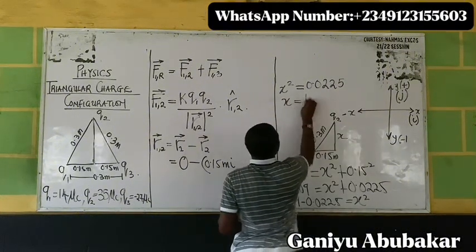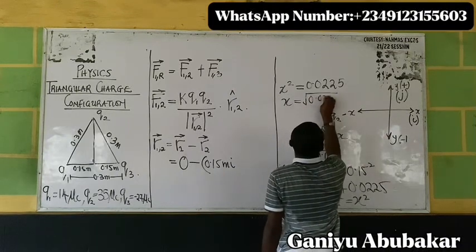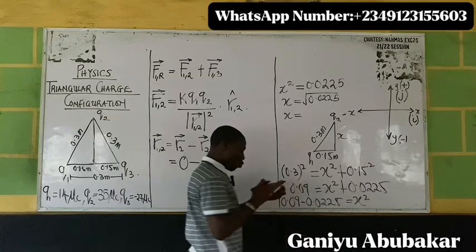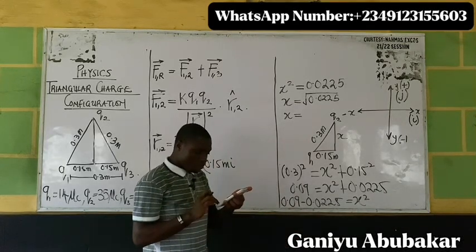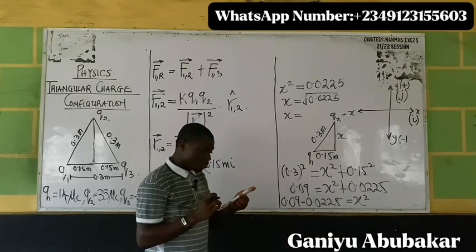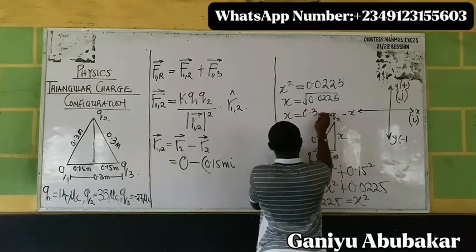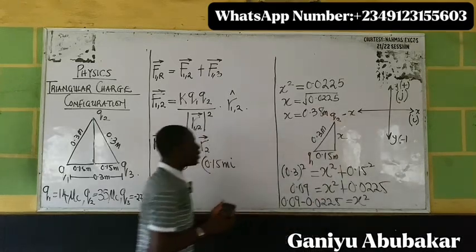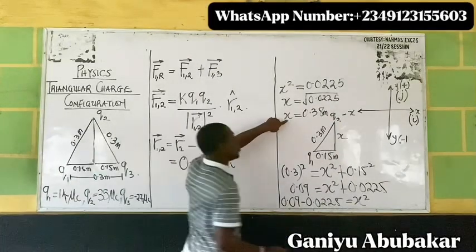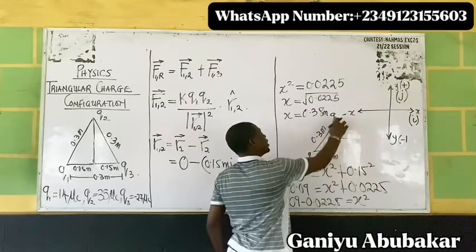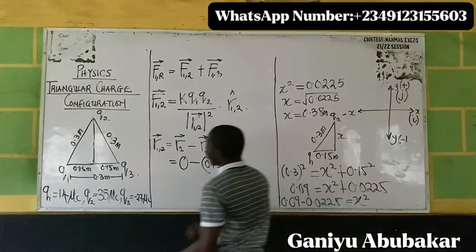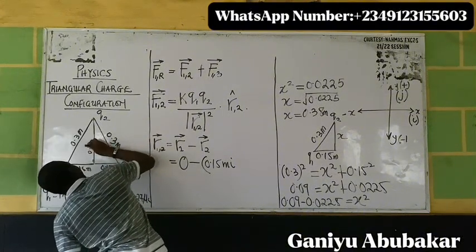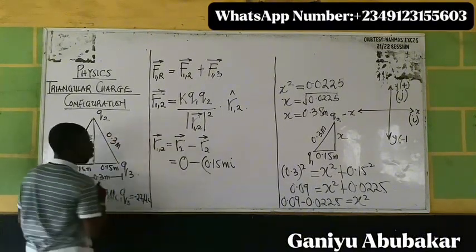X is equal to the square root of 0.0225. X is equal to the square root of the answer. That gives 0.38. So I've gotten the x value as 0.38 meters. So from here to here is now what? 0.38. I'm saying that from here to here, that's 0.38 meters. All right.